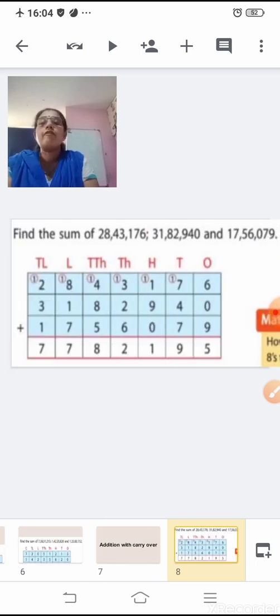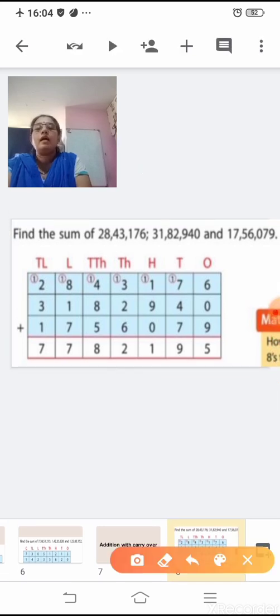Here it is, find the sum of: the first addend is a 7-digit number. Second also is a 7-digit number, and the third addend is also a 7-digit number. Okay. Now let us see this table, how the numbers are placed accordingly in their places. Now starting from the ones place. Now 6 plus 9 gives you 15. That is a 2-digit number. So when you get the number 15, 5 is written in the ones place and 1 is carried over to the tens place.